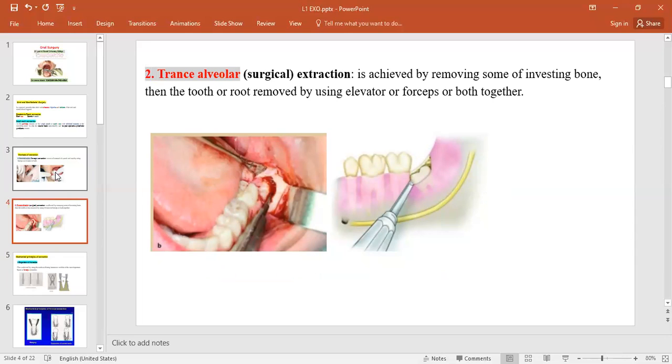The second method of extraction is transalveolar. It means surgical. We must remove some of the investing bone, and then we use the forceps and elevator for extraction. We use it in impaction, impacted third molar, impacted canine, any tooth impaction. We use this technique.